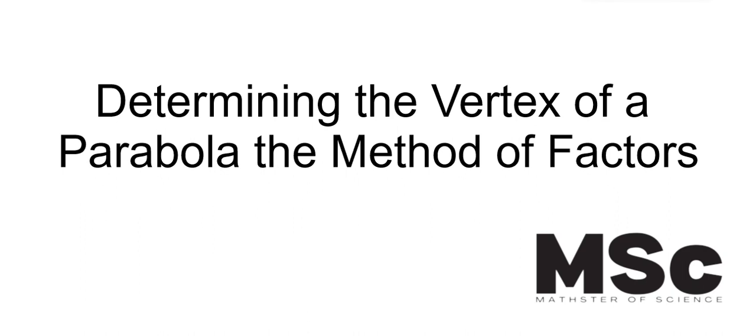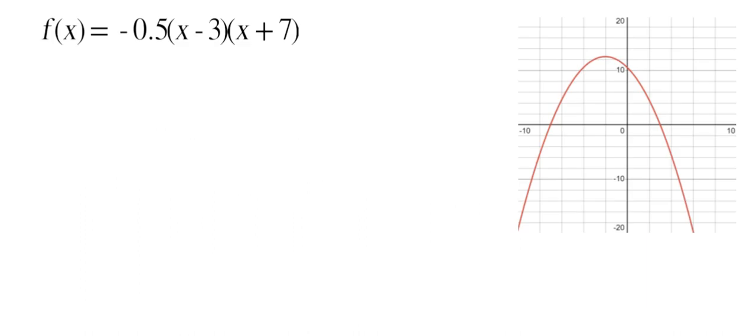In this video, we're going to be looking at determining the vertex of a parabola using the method of factors. So here we have a parabola, f of x is equal to negative 0.5 (x minus 3)(x plus 7). This is already in factored form, and to be able to use the method of factors, we have to have the parabola in factored form.